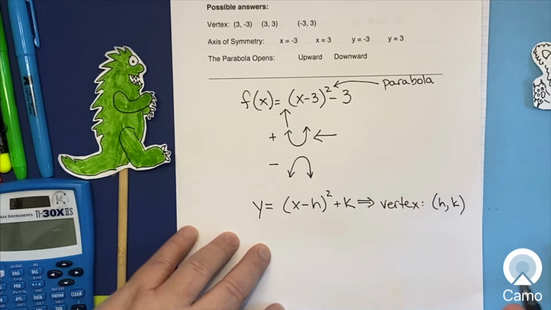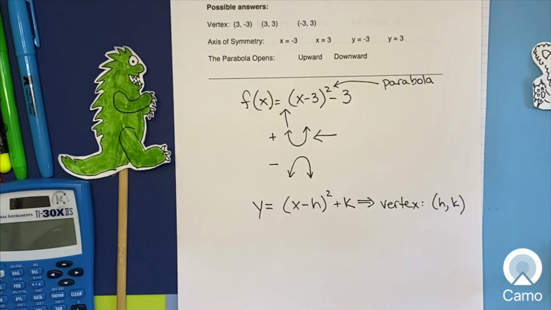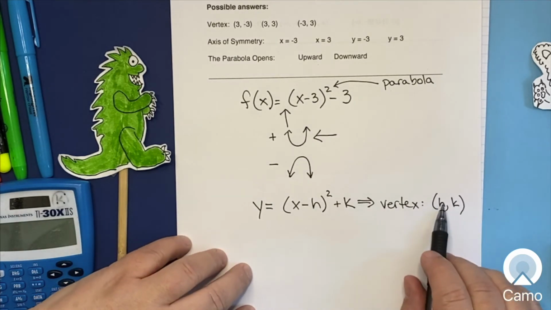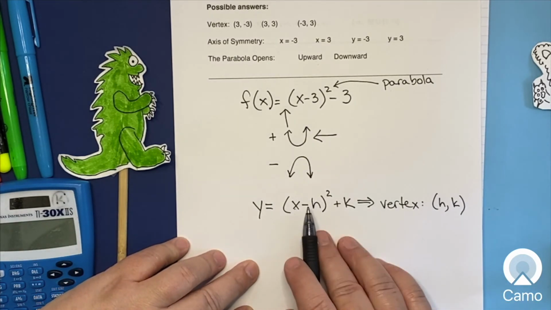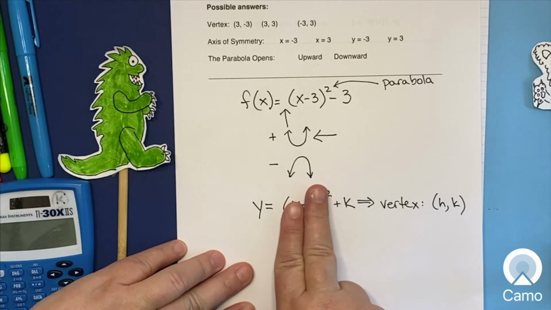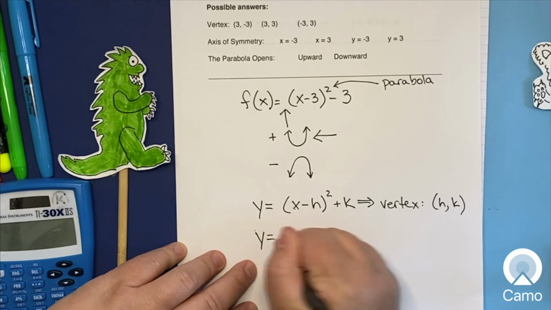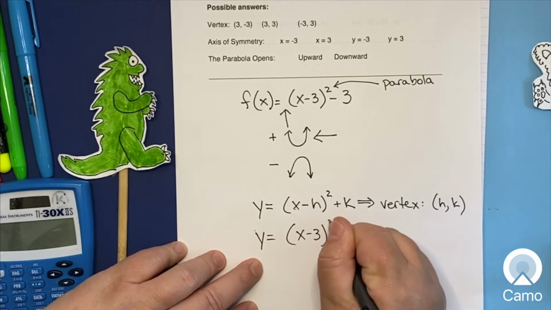I know this is yet more stuff to cram in your brain, but this will help you out if you end up doing these problems. It makes it very quick if you know this. So let's take a look. It's whatever makes this 0, and then when this is zeroed out, you just get y equals k. So in our case, we've got y equals x minus 3 squared.